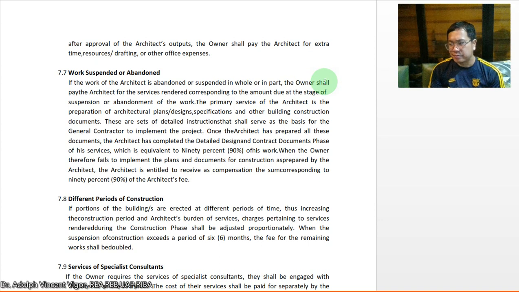So I think it's a good thing if we integrate this clause in the contracts that we're going to prepare for our clients. So if you're going to practice, guys, always make sure that you have a written agreement between you and your client in the near future.